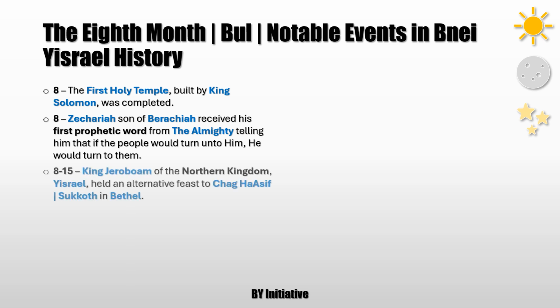On the 15th day of the 8th month, King Jeroboam of the northern kingdom, Israel, held an alternative feast to Hag HaAsif or Sukkot in Bethel. By this time, the northern kingdom was doing their own things, whatever they wanted to do, and walking in disobedience to the commandments of Yehovah.